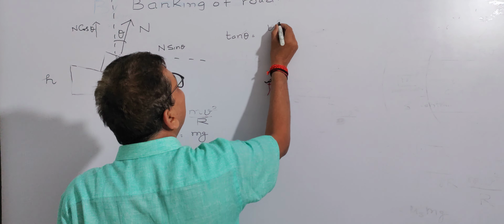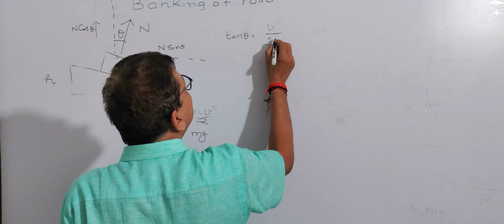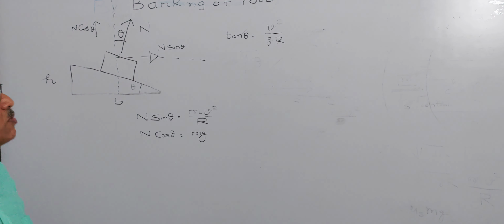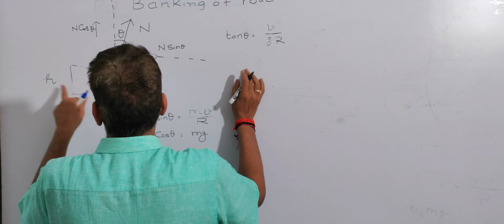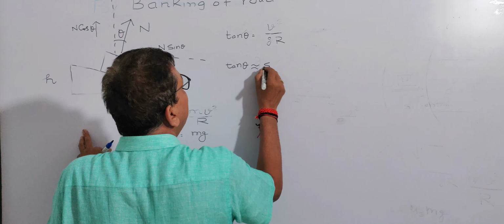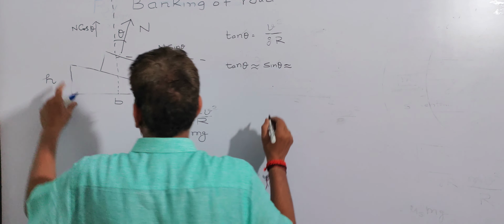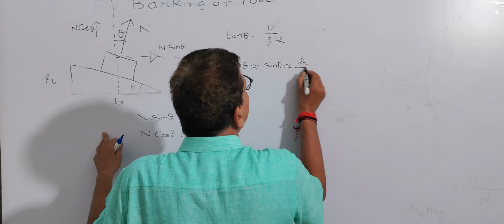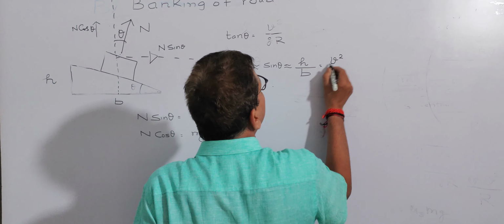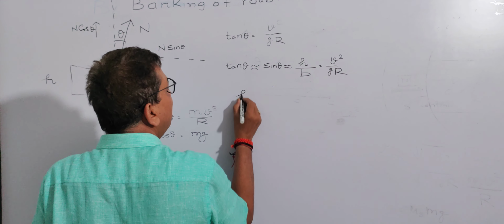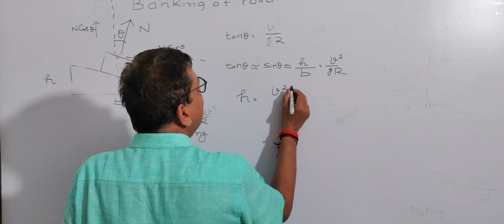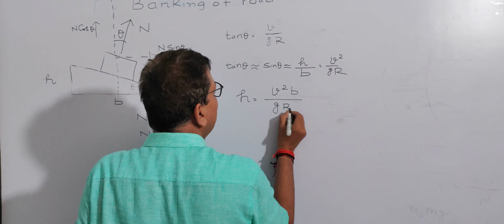So tan theta can be written as v square by g r. The angle of banking of the road can be given as tan theta is v square by g r. For small banking, tan theta can be written as sin theta, and this can be written as height by b, which equals v square by g r. So I can say the raised height is nothing but v square b by g r. This much height is raised.